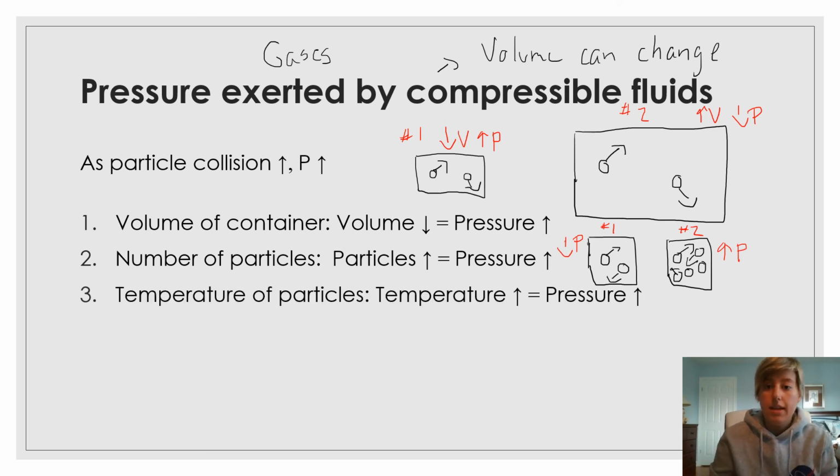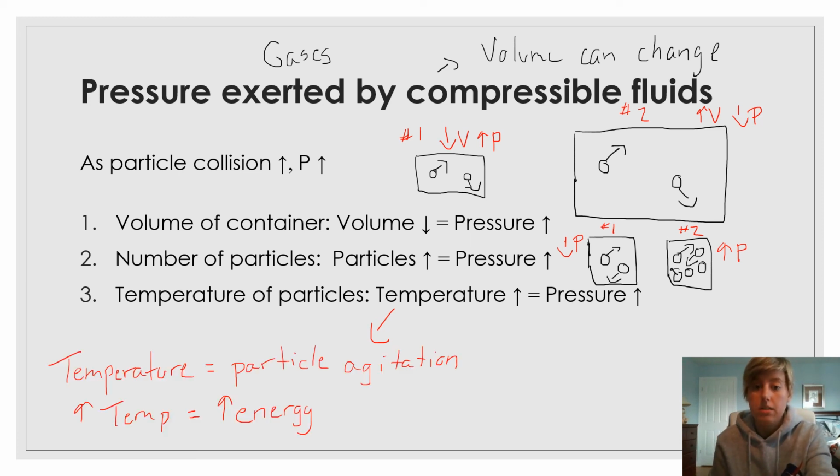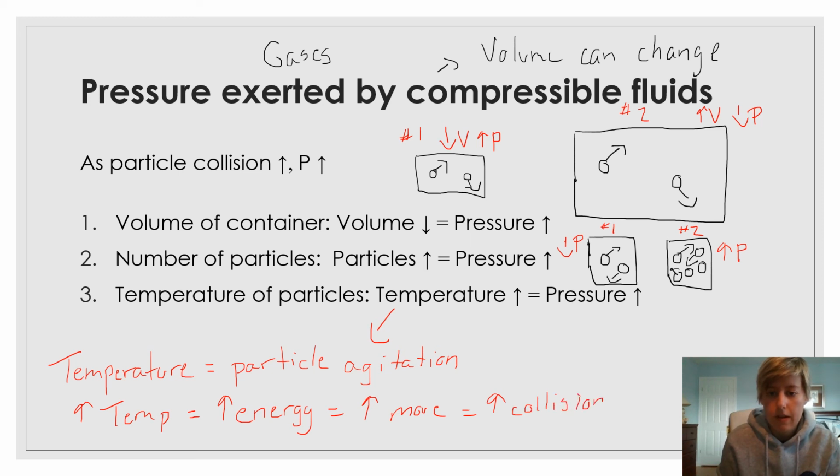The last variable has to do with temperature, because temperature is the degree of particle agitation, which has to do with the amount of energy. So the higher the temperature is, the more the agitation, the more energy my particle has. And what's really important about this is the higher the energy, the higher and faster they move. So if they move higher and faster, that means I'm going to have more collisions. And if I have more collisions, ultimately I have more pressure.